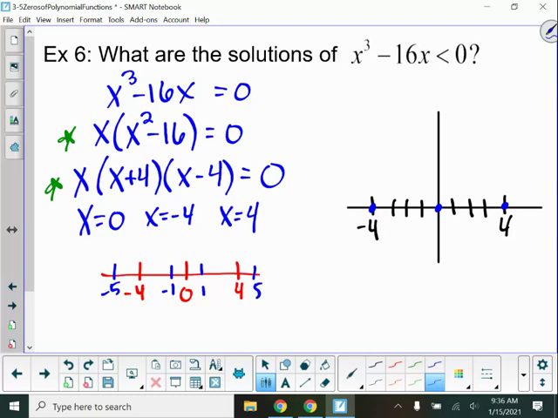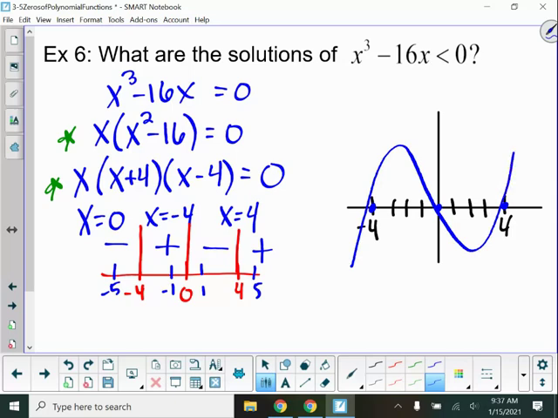I have a -5 on the outside. 25 minus 16 is positive. Negative times a positive is going to be a negative. If I plug in the -1, I have a negative on the outside and a negative on the inside. When I multiply those, I'm going to get a positive. If I plug in a 1, I have a positive on the outside and negative on the inside. Plug in the 5, positive on the outside, positive on the inside. So this graph is going to be looking like that.